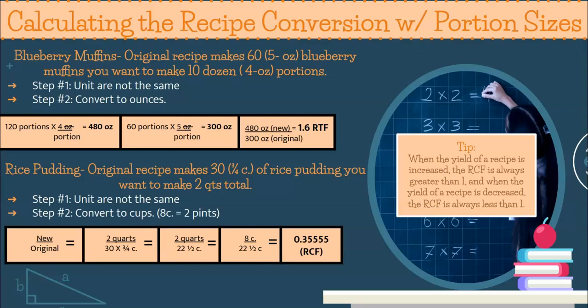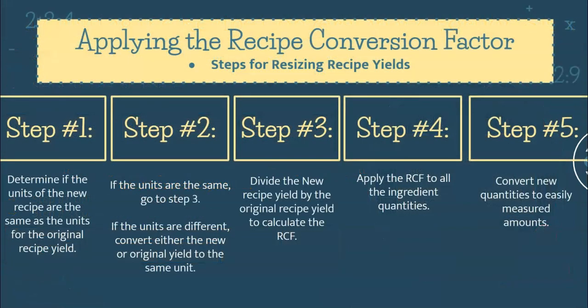All right, again, recipe conversion factor is used to increase or decrease recipe amount, each individual ingredient. All right, applying the recipe conversion factor. So obviously this is a recap. You're just determining if the units are the same. If they are the same, then you would divide the new yield by old yield. You would use your recipe conversion factor, multiply that by each ingredient, and make sure it's in its easiest measuring format.